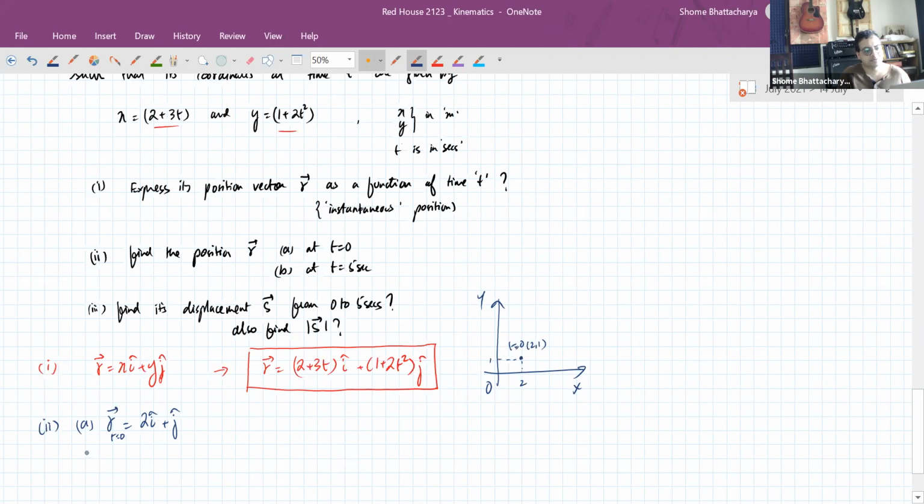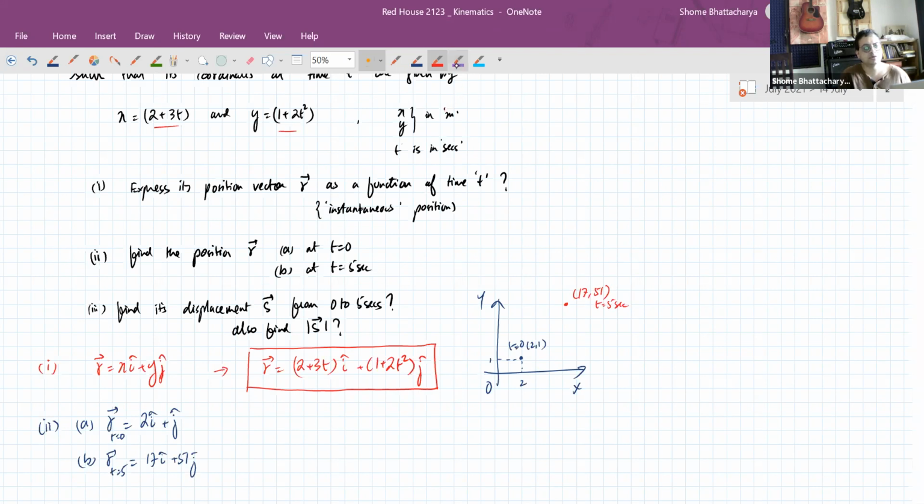Now, by the time we reach t equal to 5 seconds, its position would have become 2 plus 15, so that's 17 I cap, plus 1 plus 2 into 25, so 51 j cap. So it has probably reached somewhere here. Its coordinates are 17, 51 at t equal to 5 seconds.